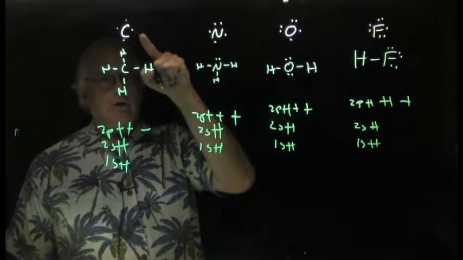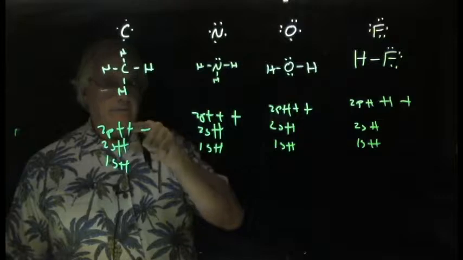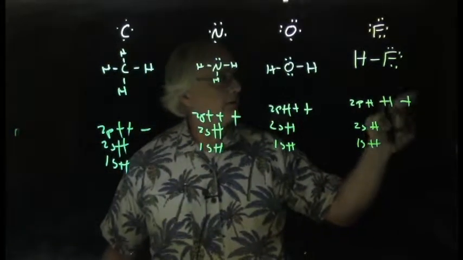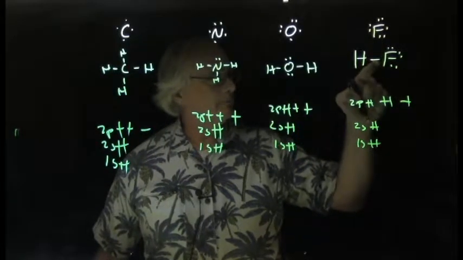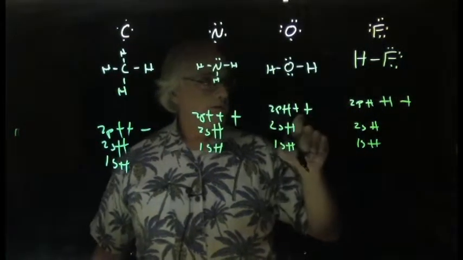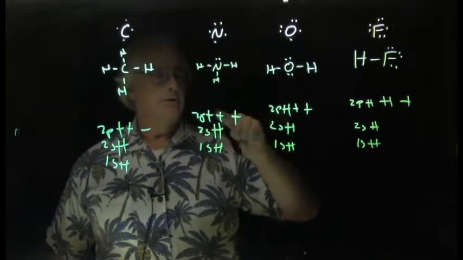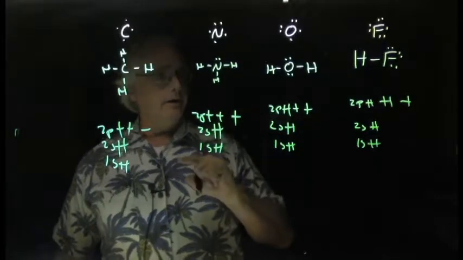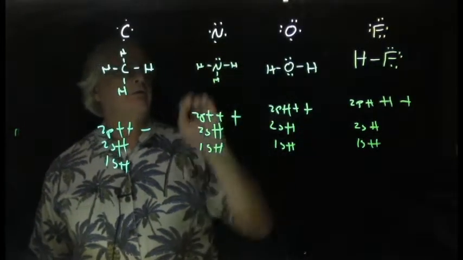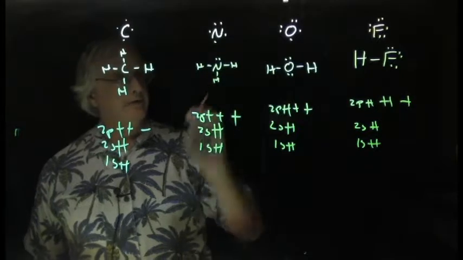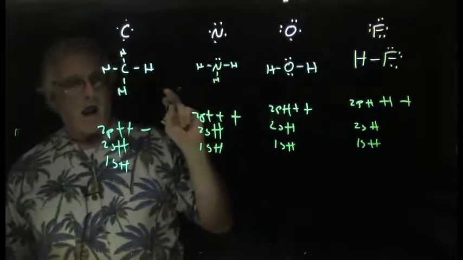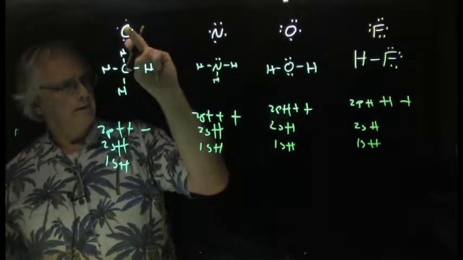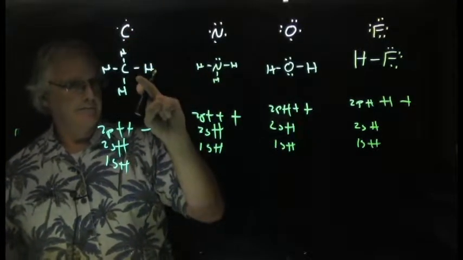4 dots, 4 bonds, 2 unpaired electrons. 1 unpaired electron, one dot, one lone dot, one bond. Two unpaired electrons, two unshared dots, two bonds. Three unpaired electrons, three dots, three bonds. Two dots. Four unpaired electrons, four bonds.